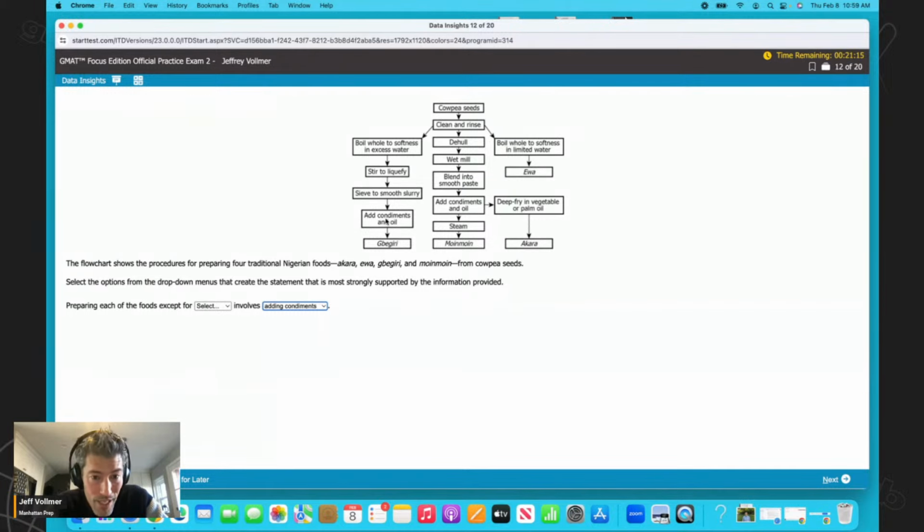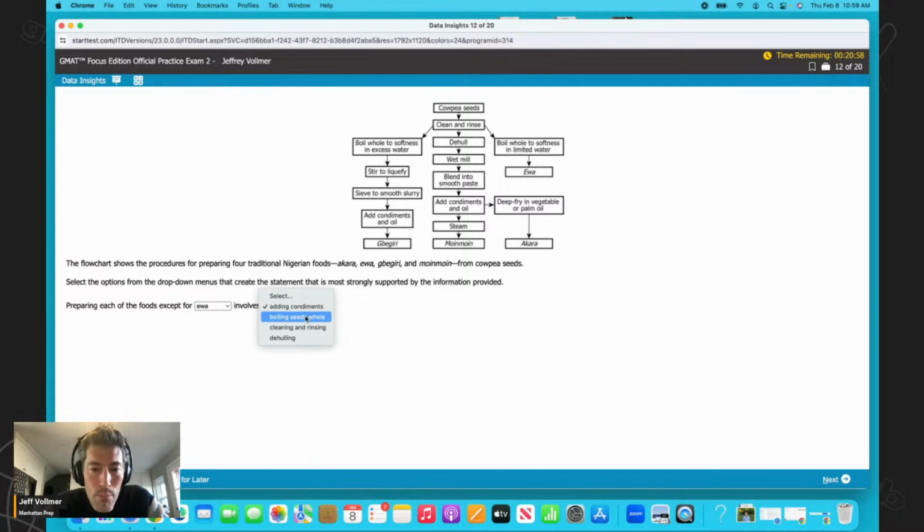Gibigiri uses condiments and oil. Moin uses condiments and oil. Akara uses condiments and oil. Iwa does not. Preparing each of the foods except for Iwa involves adding condiments. Is it that easy? It could be.